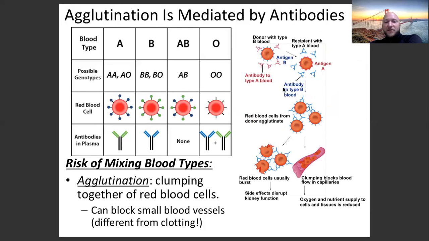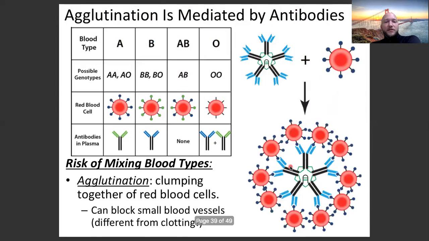So right here, you can see again just what types of blood you can infuse into other people. And what happens when you put the wrong type of blood in, you get agglutination and the clogging of capillaries. Not good.